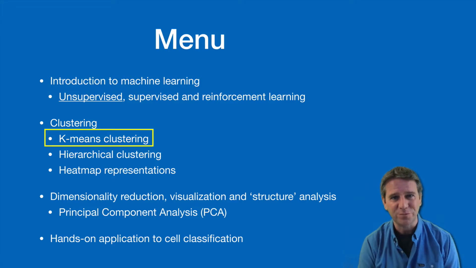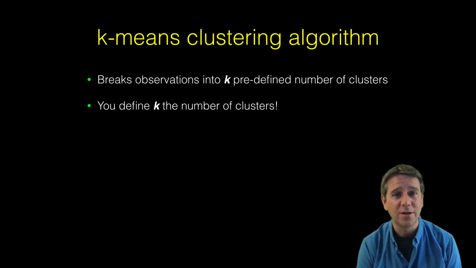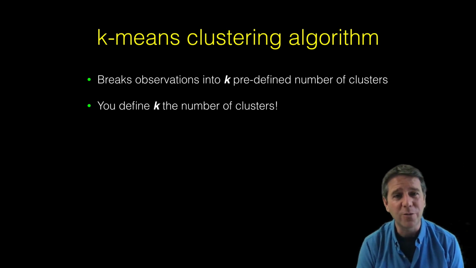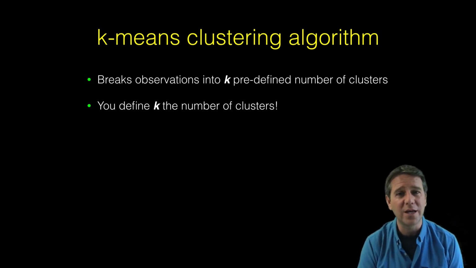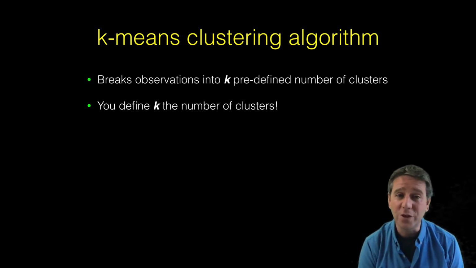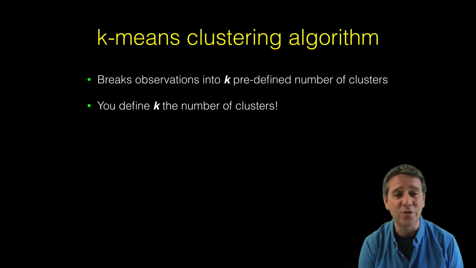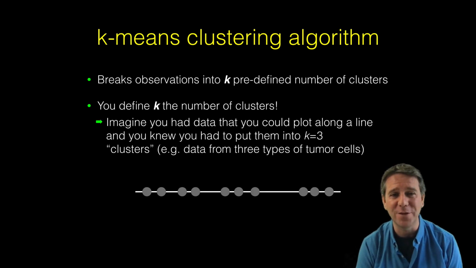So first up, we're going to delve into K-means clustering. The K-means algorithm here, what it does is it breaks our data into k predefined numbers of groups or clusters. Now, with K-means, you have to define k at the outset. You have to tell it the number of clusters you want, and you'll see that this can be a limiting factor in this approach that we'll come back to in a little bit.